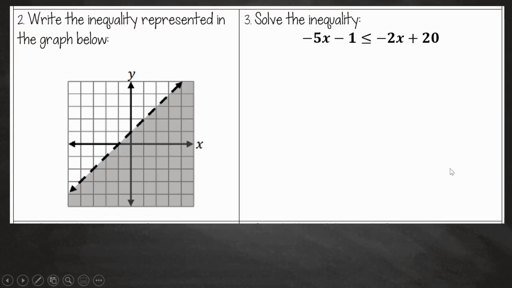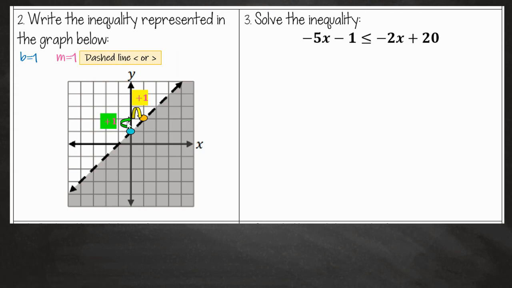All right. Question 2, we're going to write the inequality represented in the graph below. So we're going to start by finding our y-intercept, which is located right here on our graph. So our b is equal to 1. Then we need to find our slope. And so we're going to use this point here, which is 1, 2. And from our y-intercept, we went up 1 and over 1. So our slope is 1.